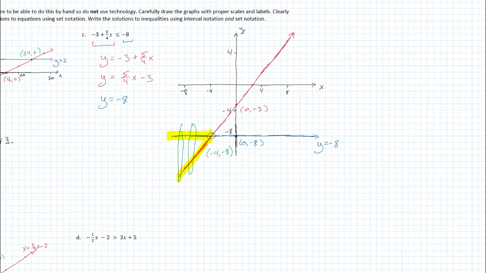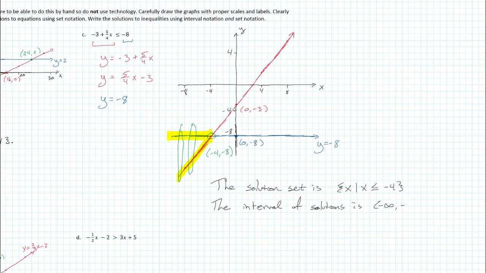So the x values that we want are going to be the x values that are less than or equal to -4. So we say the solution set is the set of x values such that x is less than or equal to -4. The interval of solutions is the interval from -infinity up to and including -4, so using that bracket there.